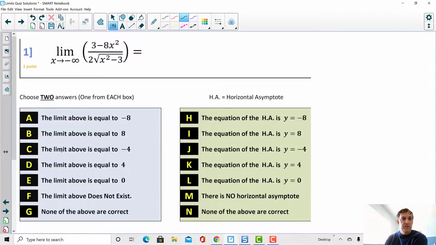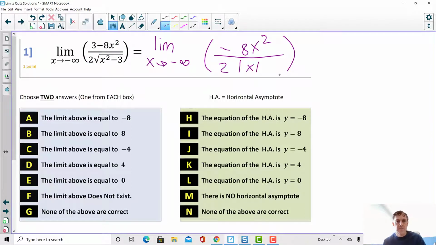Okay, here we're doing the limit as x goes to negative infinity. We want to look at the biggest piece on top, which is negative 8x squared. And the biggest piece on the bottom is going to be 2 square root of x squared. So that limit will equal this limit right here. Now I want you to notice I traded square root of x squared for absolute value of x. So that's the same thing as kind of like x to the power of 1, but no matter what, that piece will always be positive.